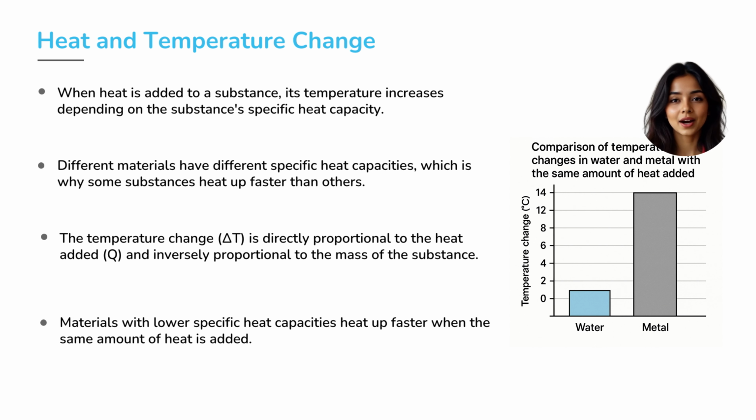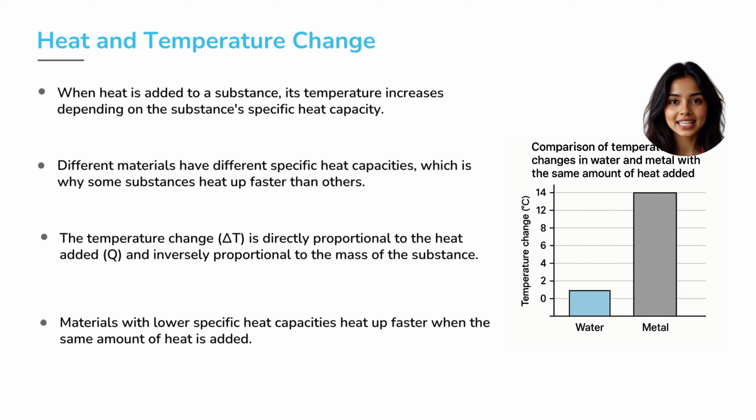Now, let's see how heat and temperature change work together. When heat is added to a substance, the temperature goes up, but not all substances react the same way. Take water, for example. Water has a high specific heat capacity, meaning it takes a lot of heat to raise its temperature by just 1 degree. But metals? Not so much. Metals like copper or iron heat up quickly because they have a low specific heat capacity.